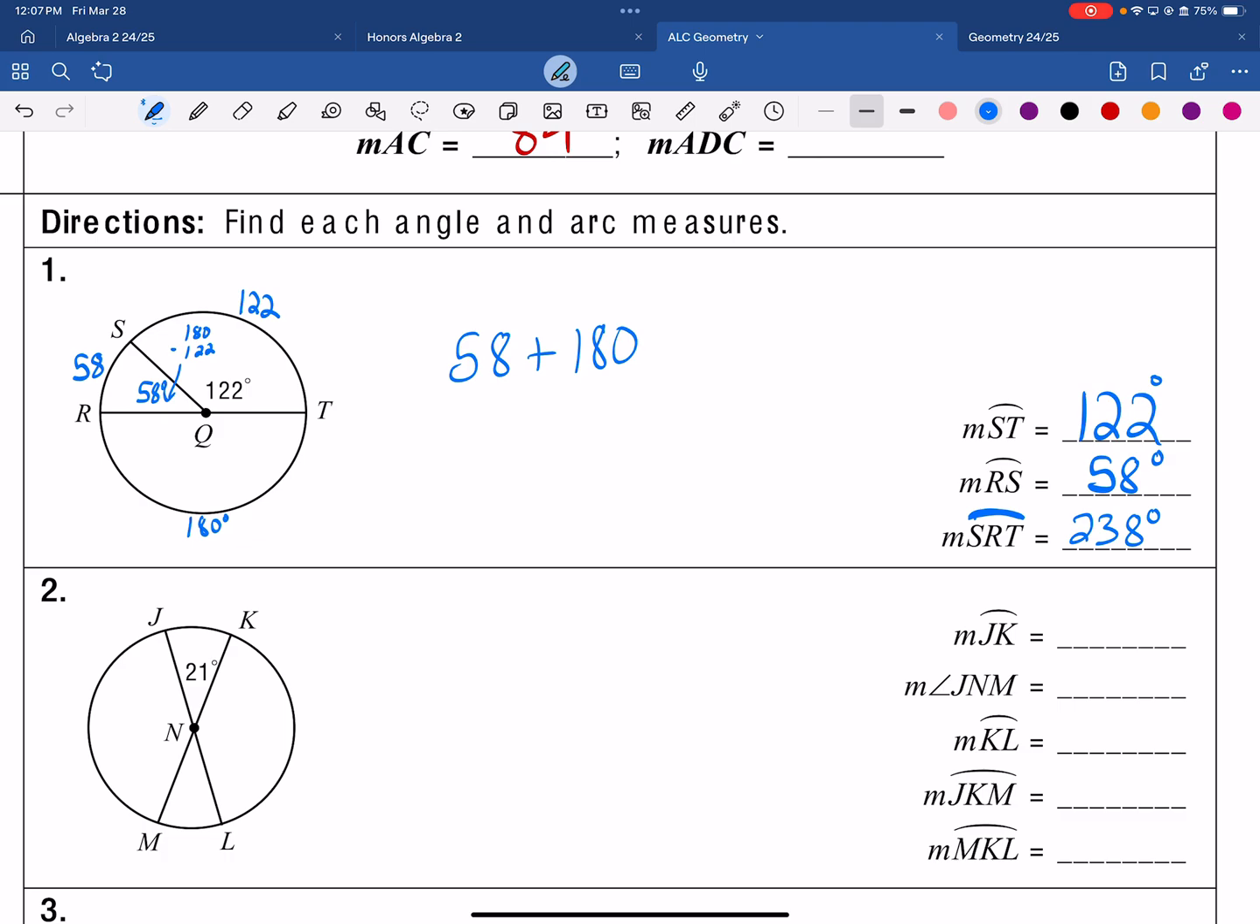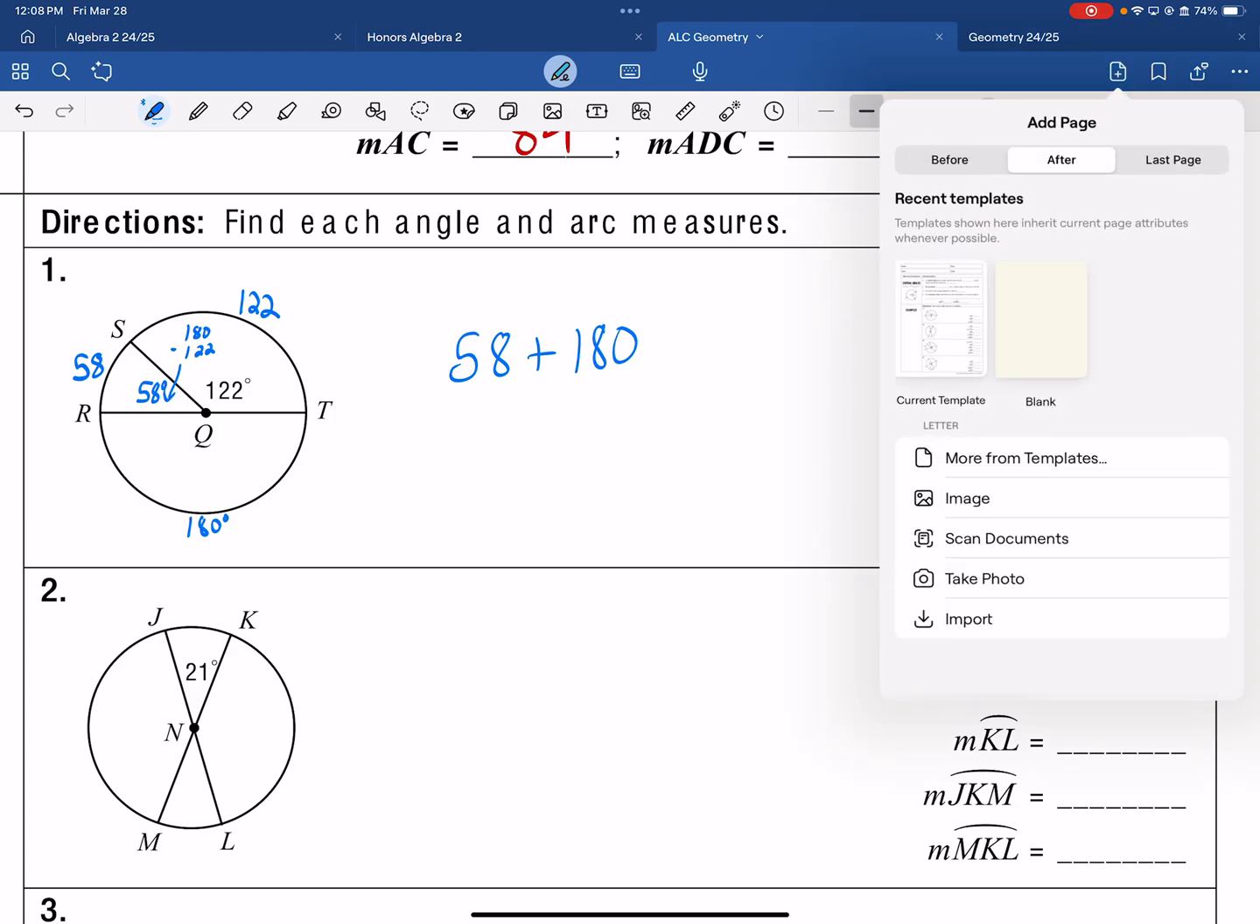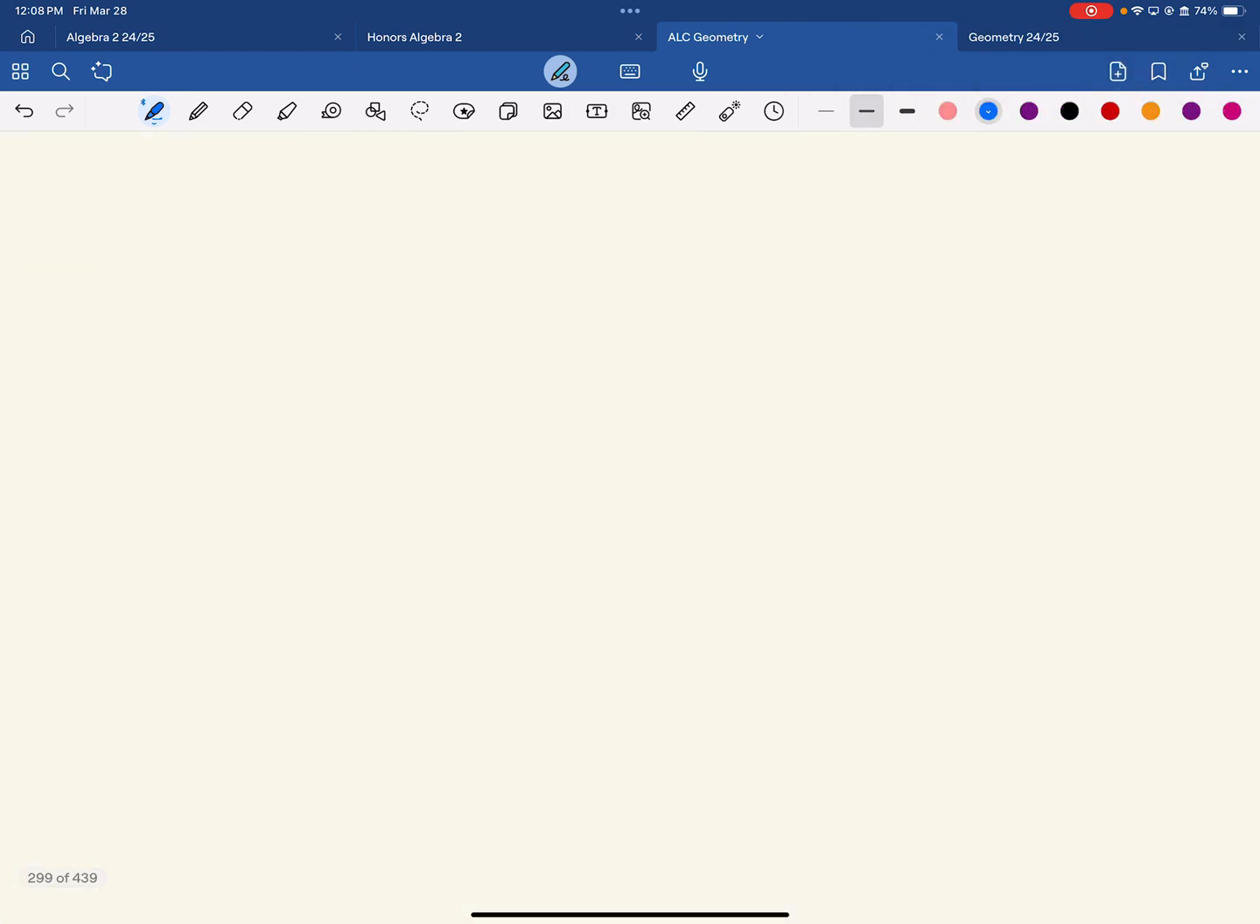Let's look at another one. We're not going to do the next one, we're going to do a different one. Is everybody okay with this first one? Okay, let's look at another one.